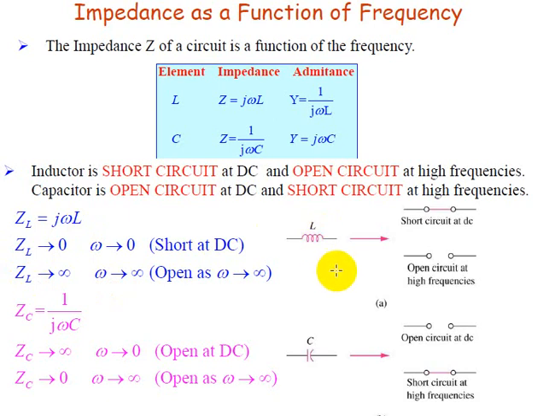In open circuit, we know the resistance is infinite, and similarly we can compare the impedance of an inductor at high frequency as an open circuit. Similarly, for similar type of analysis, if we apply it to a capacitor, at DC the capacitor will be treated as open circuit, and at high frequency this will be treated as short circuit.